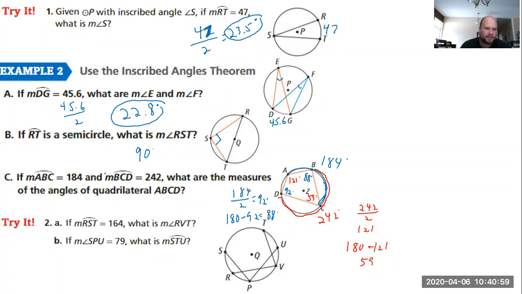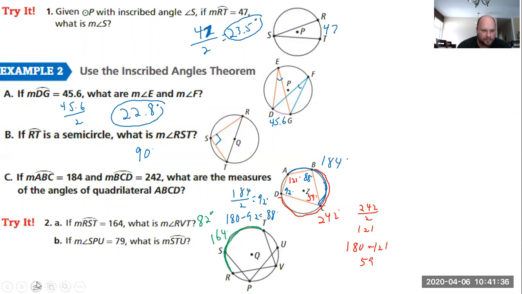For the next one, so we have another try it there. We have if arc RST, so this arc here is 164. What is the measure of angle RVT? Well, again, RVT is the inscribed angle that's intercepting that arc, so it's just half of it. So if we take half of this, the angle is going to be 82 degrees.